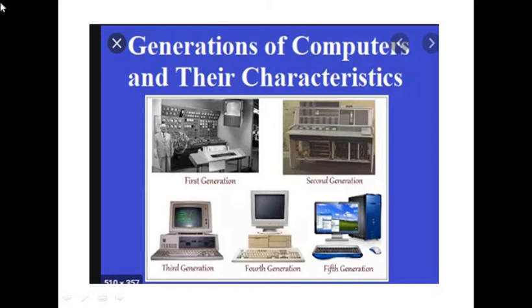Now what is different in these generations? This we will know one by one. As you can see on the screen, all the 5 different generations of computers are shown. First generation computer, you can see it's a big room size, then second somewhat small, then third, then fourth, and then fifth. One by one we are going to discuss these generations.